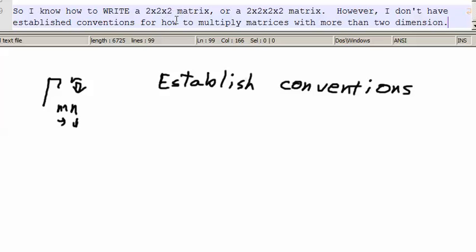But in general, I thought it was kind of an interesting method. If we've got a 2 by 2 by 2 tensor, something like this, I can elect to have things go like a double down arrow or a double right arrow, mixed with the right arrows and the down arrows in the matrix notation. So I know how to write a 2 by 2 by 2 matrix or a 2 by 2 by 2 by 2 matrix. However, I don't have established conventions for how to multiply matrices with more than 2 dimensions.